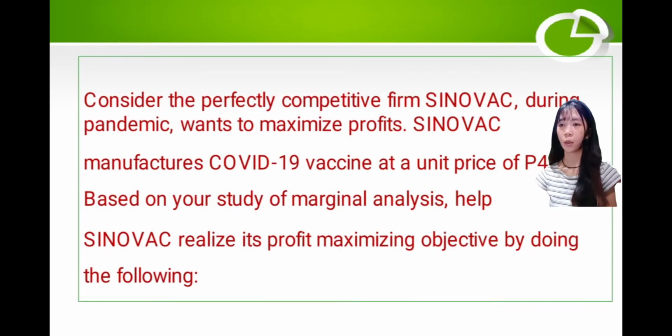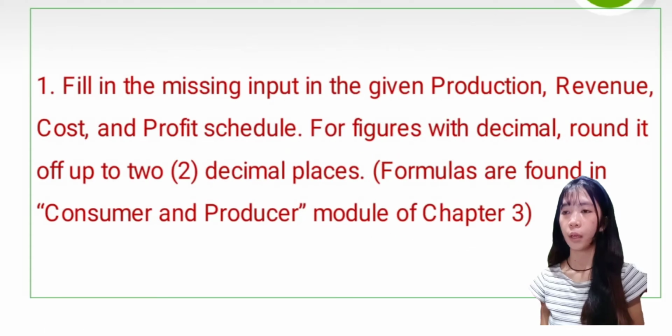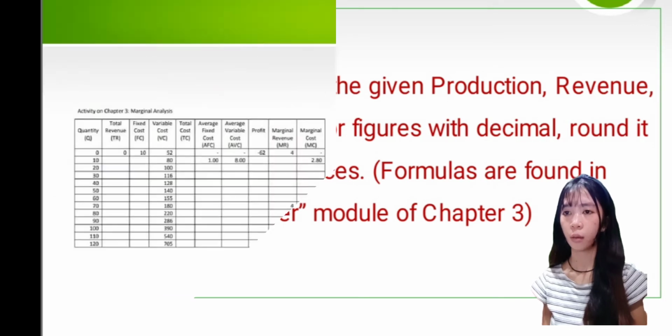Consider the perfectly competitive firm Sinovac during the pandemic, which wants to maximize profit. Sinovac manufactures COVID-19 vaccine at a unit price of 4. Based on your study of marginal analysis, help Sinovac realize its profit maximizing objective by doing the following. Fill in the missing input in the given production, revenue, cost, and profit schedule. For figures with decimals, round off up to 2 decimal places.